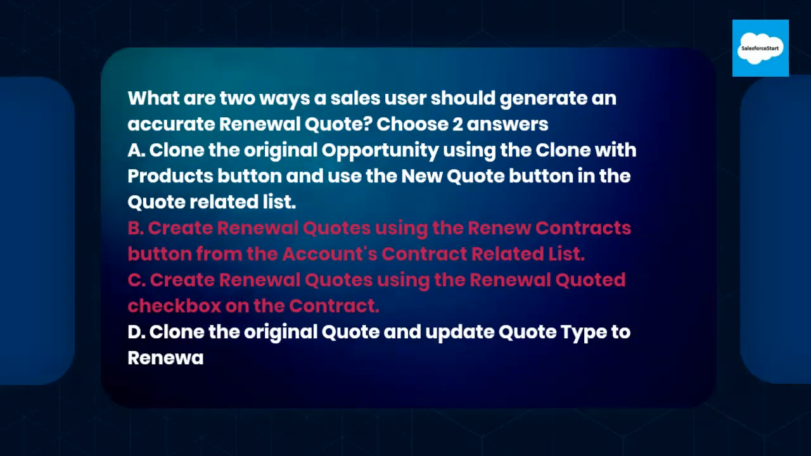The answer is option B. Create renewal quotes using the Renew Contracts button from the account's contract related list. C. Create renewal quotes using the Renewal Quoted checkbox on the contract.